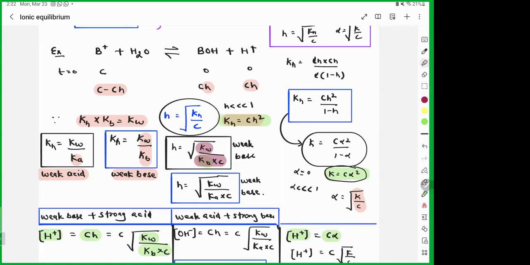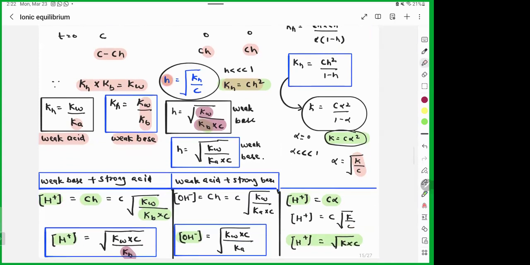No, sir. Anybody have doubt? See here, in hydrolysis, your h value is equal to root of Kh upon C. In alpha, the degree of dissociation, it was root of K by C. Here also K by C, but in the hydrolysis form. Everything is exactly same. There is no difference.